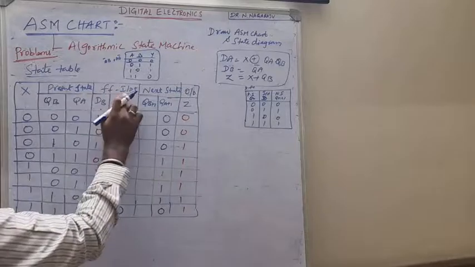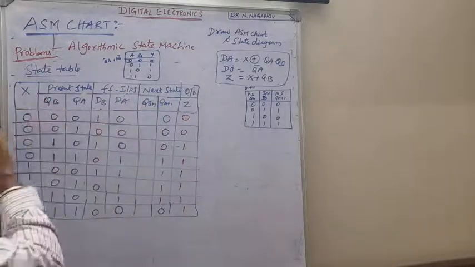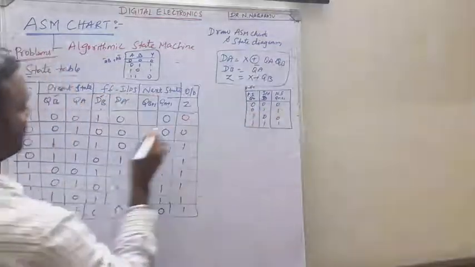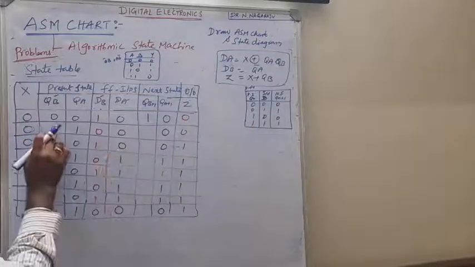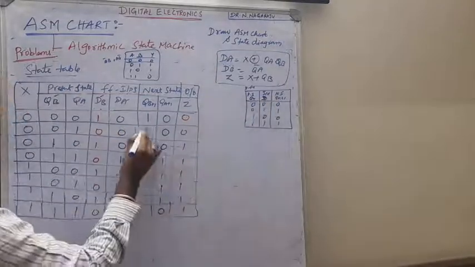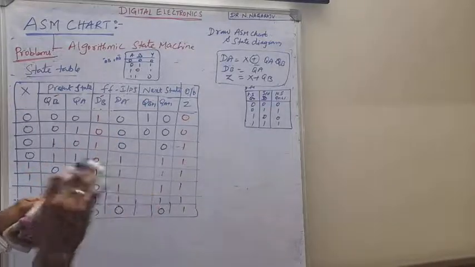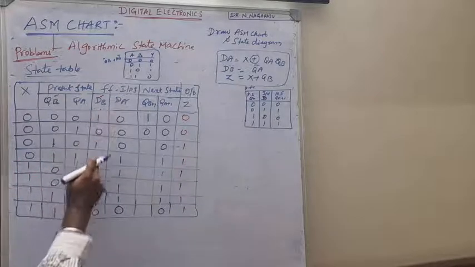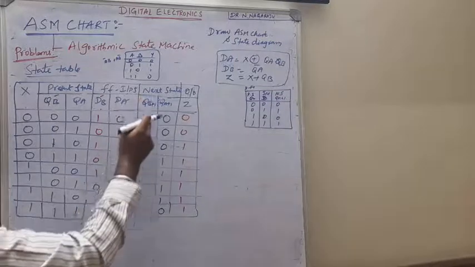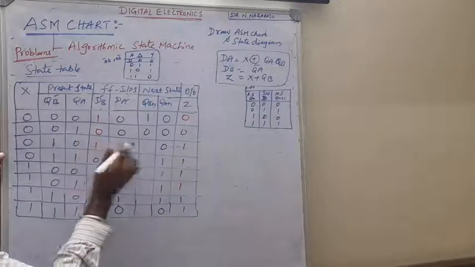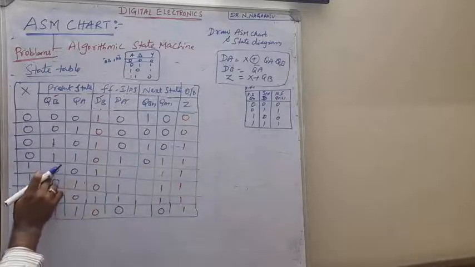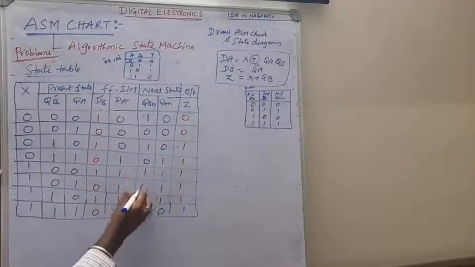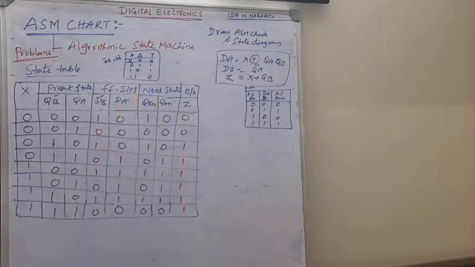Similarly for QB plus 1, compare QB and DB. See here, 0 1 indicates 1, so the same 1 you will get. Then 0 0 means 0, the same 0, because Qn plus 1 is equal to D, the characteristic equation of the D flip-flop. Whatever the D value is now, that will appear in the next state. So here 1, here 0. If you want, you can check it. If it is 0 1, the output is 1. So here 1 0 1 0. These are the next state outputs.